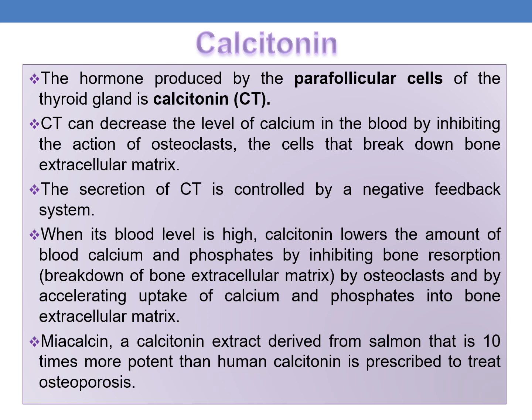When its blood level is high, calcitonin lowers the amount of blood calcium and phosphate by inhibiting bone resorption, that is breakdown of bone's extracellular matrix by osteoclasts, and by accelerating the uptake of calcium and phosphates into bone extracellular matrix. Miacalcin, a calcitonin extract derived from salmon that is 10 times more potent than human calcitonin, is prescribed to treat osteoporosis.